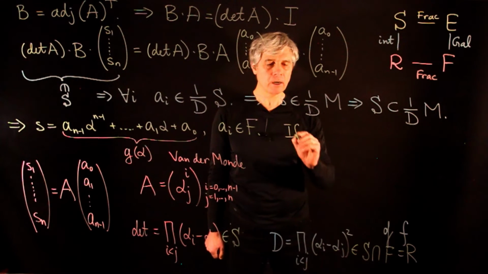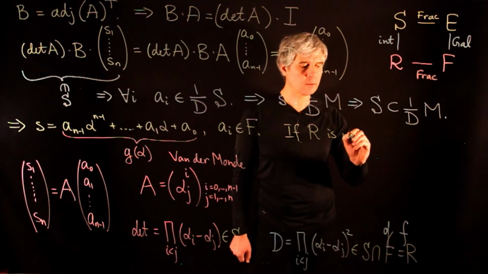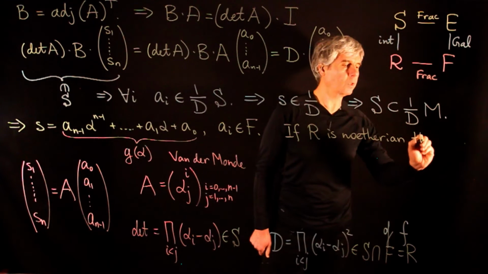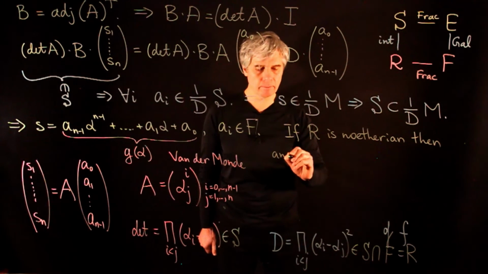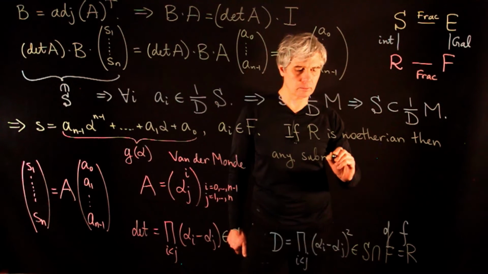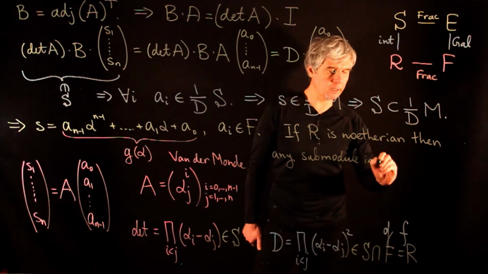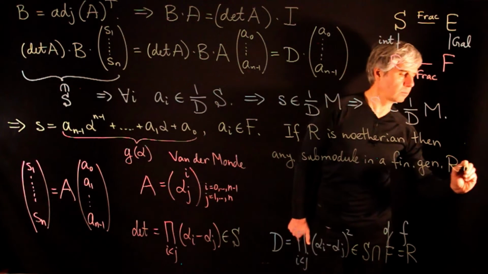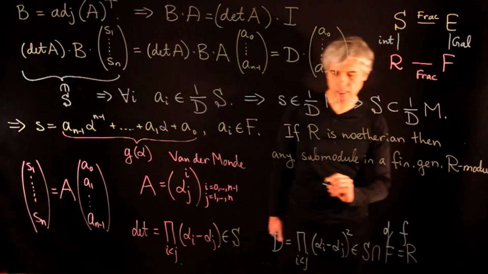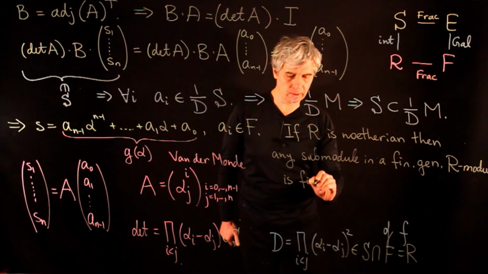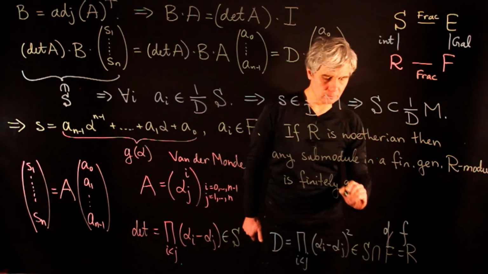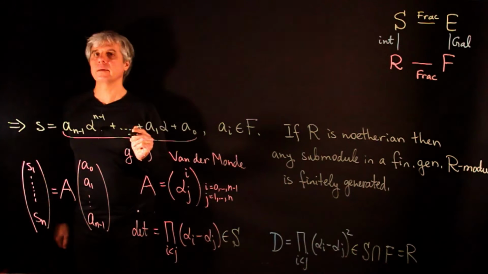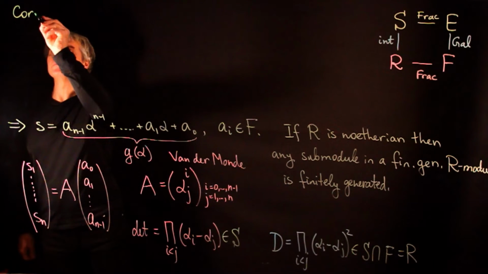And if R is Noetherian, then we know that any submodule in a finitely generated R-module is itself finitely generated. And this completes the proof of the theorem. And now we have the following corollary.